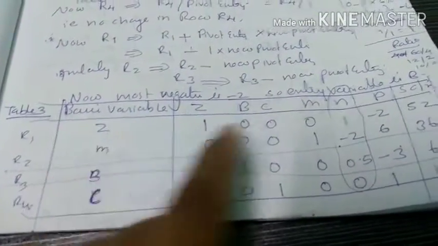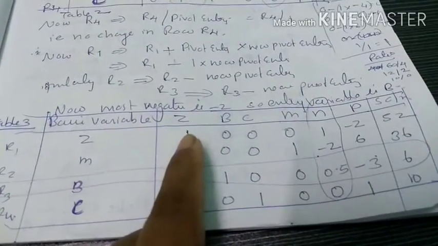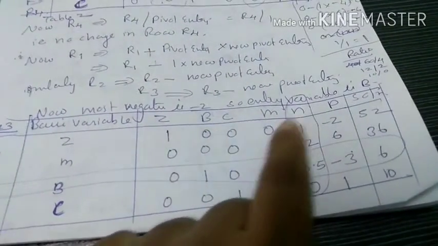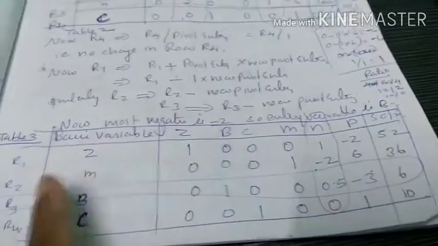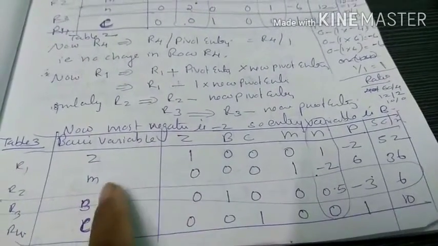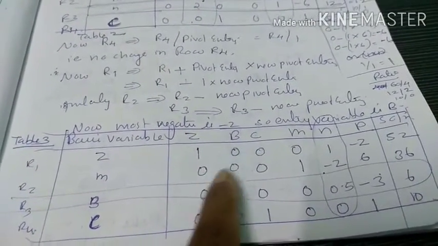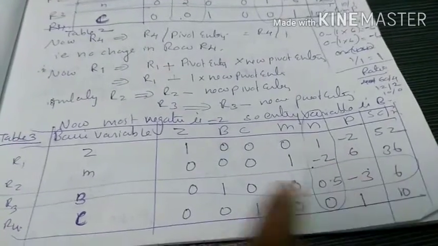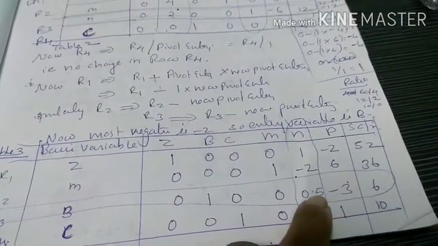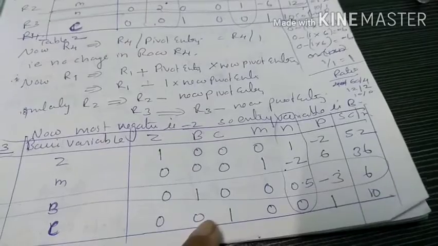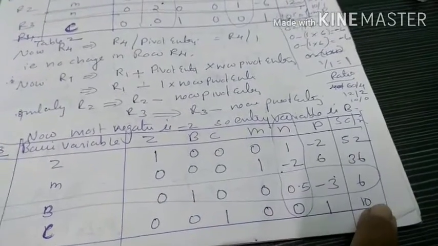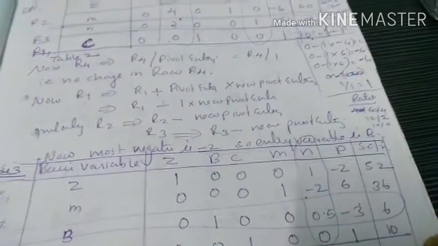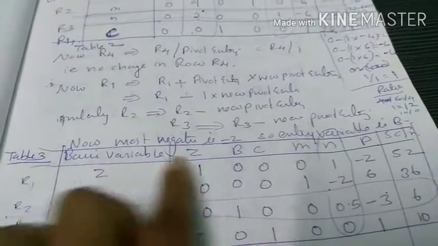Here for row 1, the set, we get the values as 1 0 0 0 1 minus 2 52. For row 2, that is slack variable M, 0 0 0 1 minus 2 6 36, then 0 1 0 0 0.5 minus 3 6, and 0 0 1 0 0 1 10. Next we have to check the Z row again.